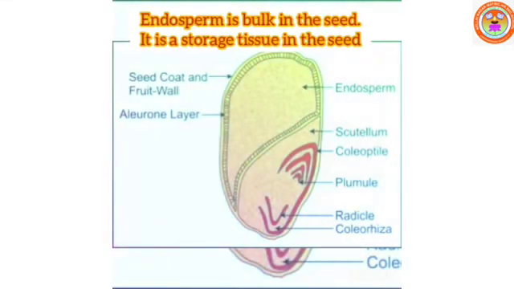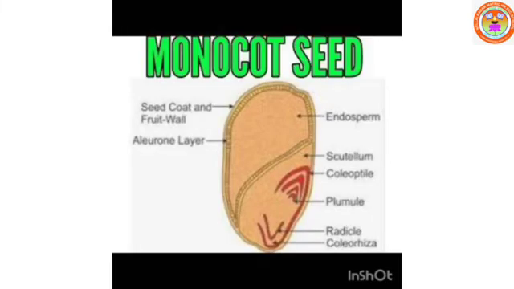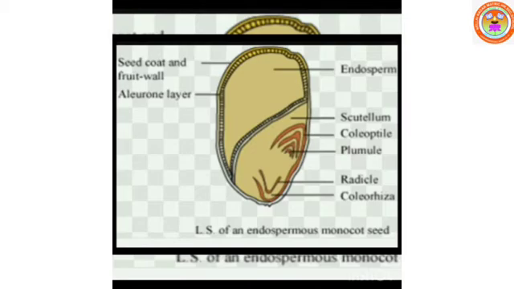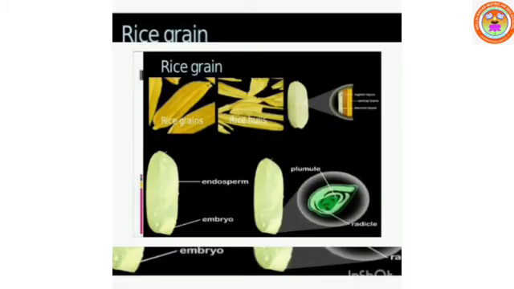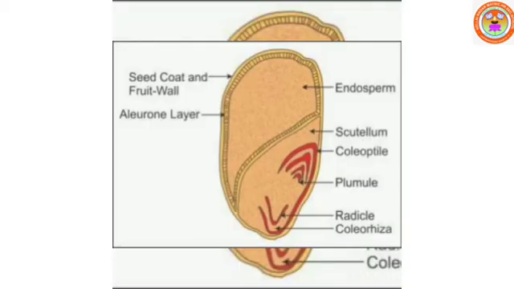Endosperm forms the bulk of the grain and it is the storage tissue. Endosperm is separated from the embryo by a definite layer called epithelium. The embryo is small and it consists of one shield-shaped cotyledon known as scutellum, present towards the lateral side of the embryonic axis.